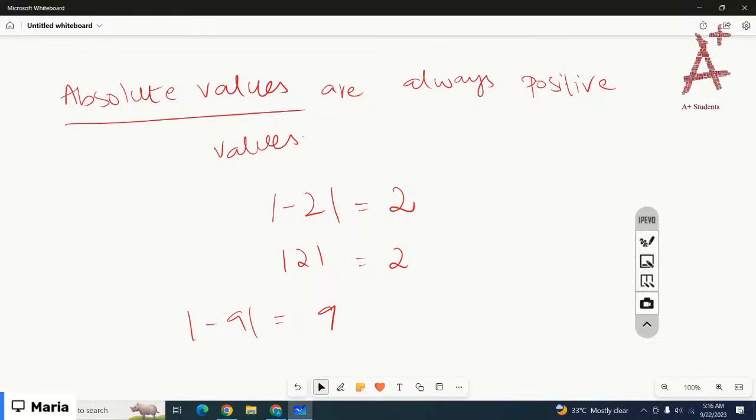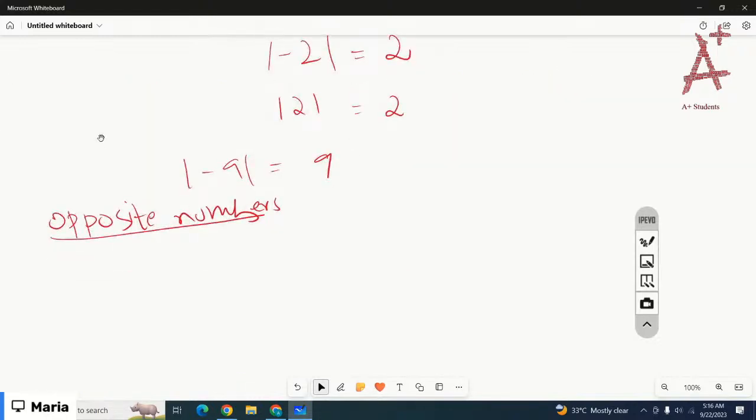Okay, the next one we have to do is opposite numbers. So what is the opposite number? Opposite number means the same number with the opposite sign, right? Or either you can say the same number on the other side of the zero, the same distance on the other side of the zero, right?